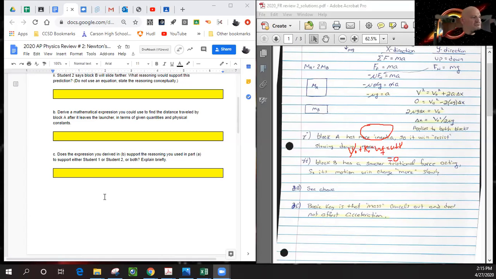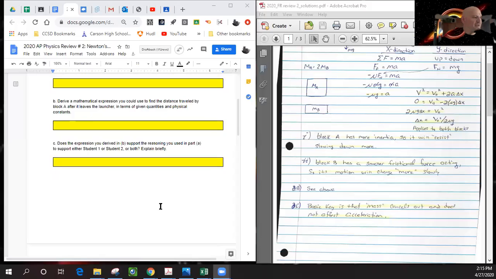Does the expression you derived in B support the reasoning you used in part A to support either student 1 or student 2 or both? Explain briefly. Okay, so I go over here. The basic key is mass cancels out and does not affect acceleration. So that will be the basic idea, the basic tenet that you have to make sure you have on there. All right, so we'll go ahead and scroll down some more here.